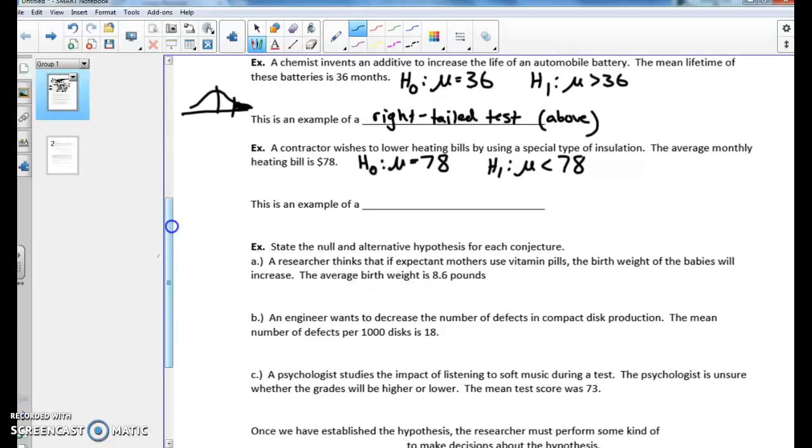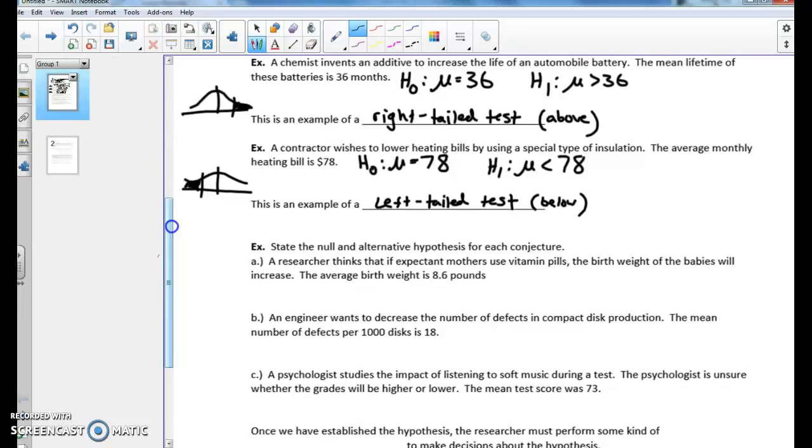This would be an example of a left-tailed test, or think of it as below. Because again, if you've got your curve, we're looking now at situations where we are less than the mean. We are below. We're going to be in that range down there.